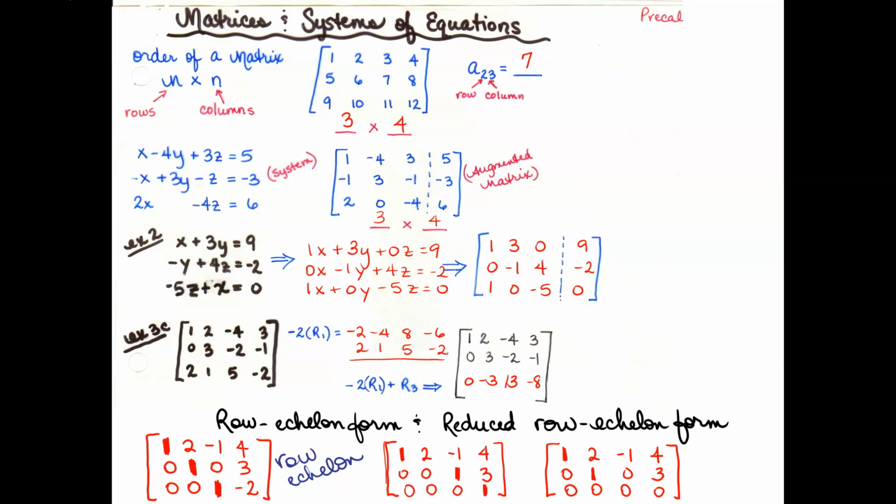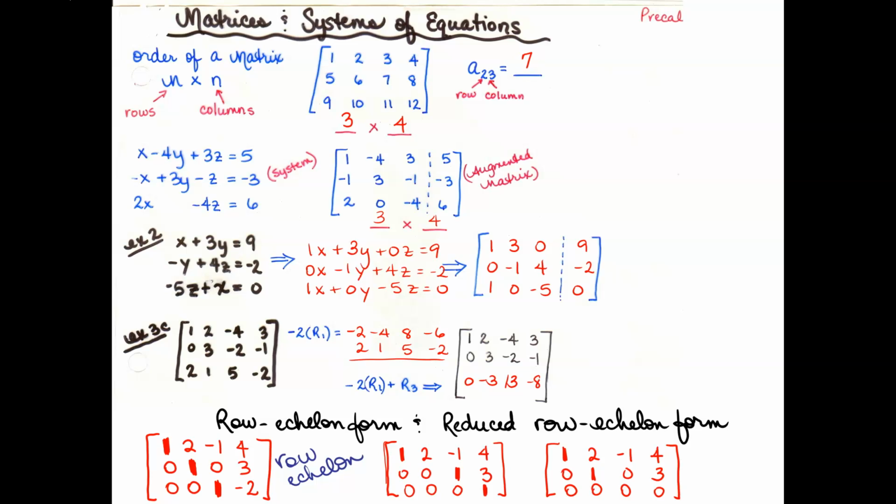Now, look at this for just a second. What is the system that goes with this augmented matrix? It would be 1x plus 2y minus z is equal to 4. No x plus 1y plus no z is equal to 3. No x, no y, 1z is equal to negative 2. That's that little stair-step system that we solved a couple of sections back. It was so much easier to solve when it looked like that.